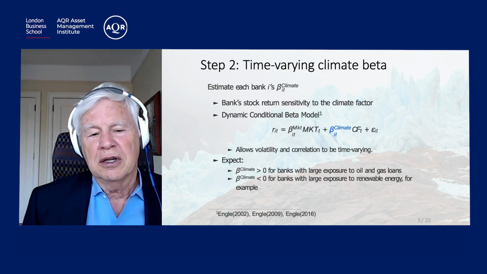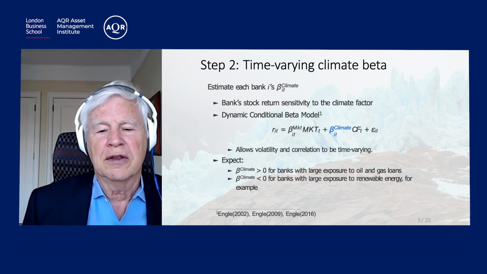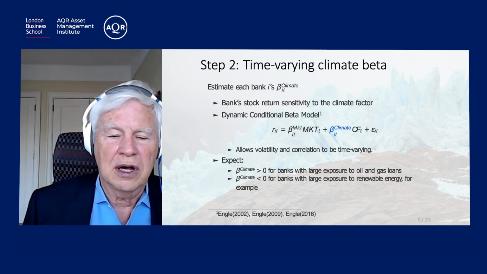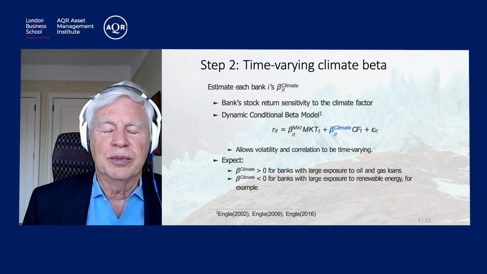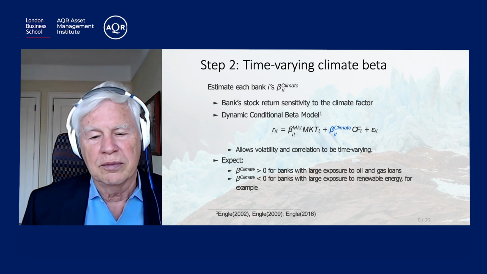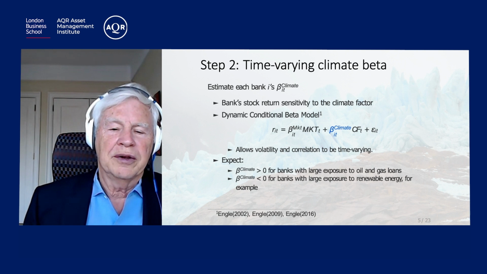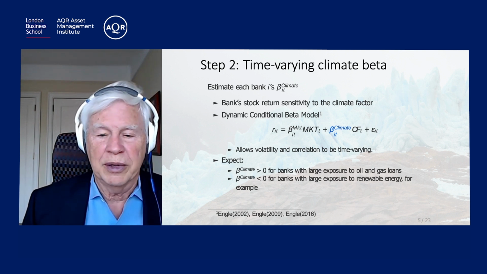So basically, we're going to regress the returns on one of these portfolios on a market factor and on the climate factor. And we're going to be interested in this climate beta. We're going to estimate these betas with time variation. In this case, we're going to use the dynamic conditional beta model, which takes account of the fact that both correlations and volatilities are changing over time, and see whether these betas are large or small, because that's a way of measuring the exposure of the banks.